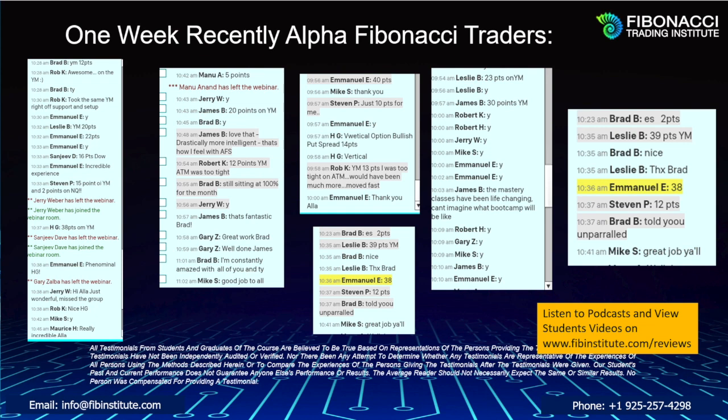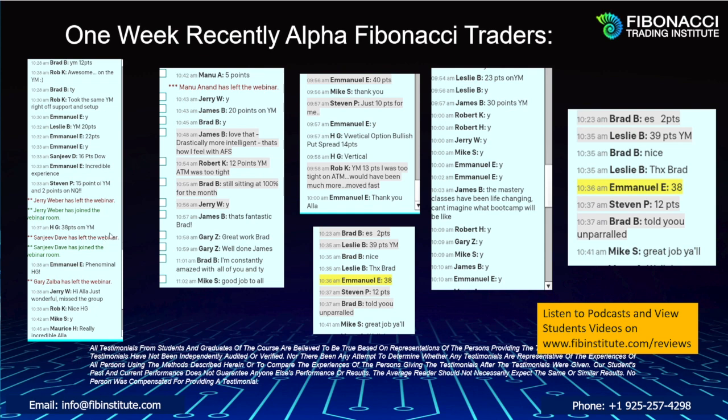This is from the prior week. What played out in our Alpha Fibonacci room, as you can see. Brad is a legend in the course. Everyone looks up to Brad as he constantly inspires other traders. Brad 12 points, Rob supporting Brad. Emmanuel just brought his wife to the courts. Leslie 20 points, Emmanuel 22, Sanjeev 16, Jean 38.